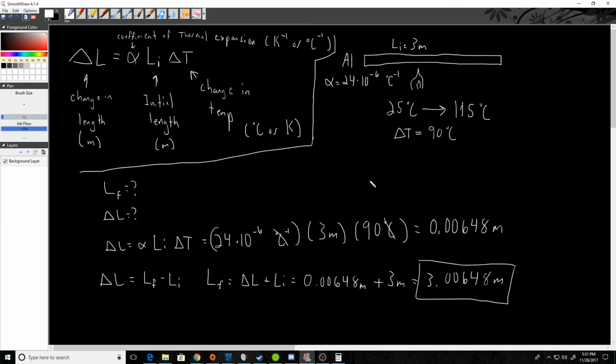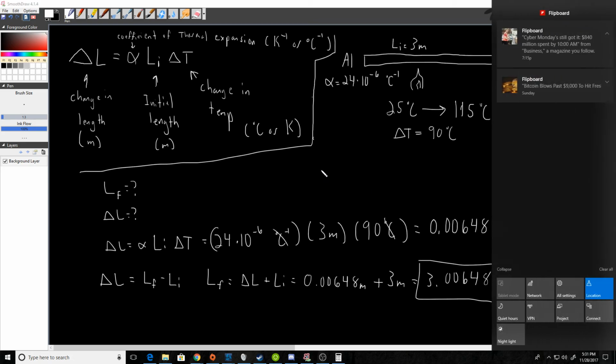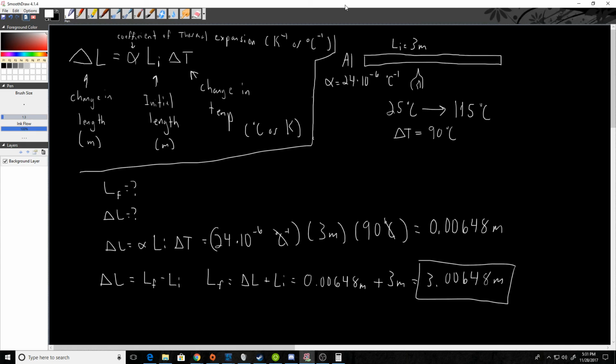Essentially, the equation is not horrible. It's a four variable equation. Everything's pretty straightforward, and one of them you just get straight from a chart that you should have access to.